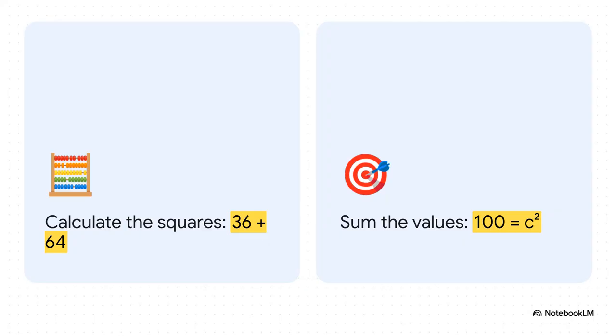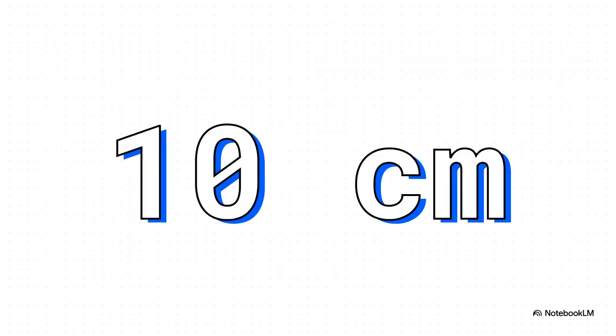Let's solve it. 6 squared is 36. 8 squared is 64. Add those two together, and you get a nice, perfect 100. So we know that 100 equals c squared. But hold on, we're not quite finished. We're looking for c, not c squared. So we just take the square root of 100, and that is 10. The length of the hypotenuse is 10 centimeters.